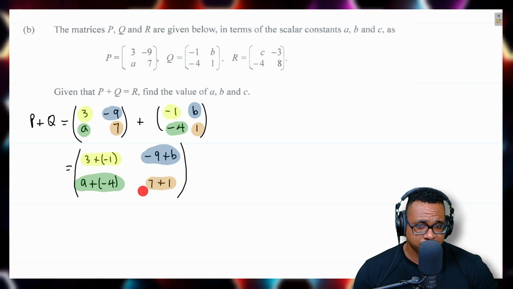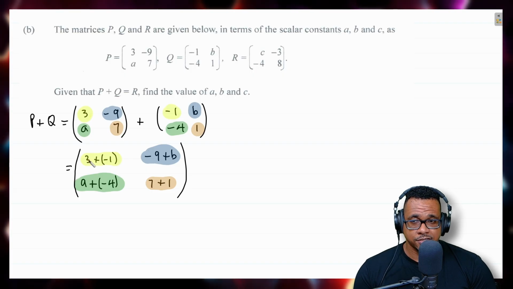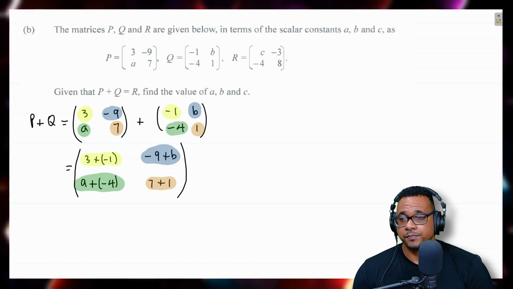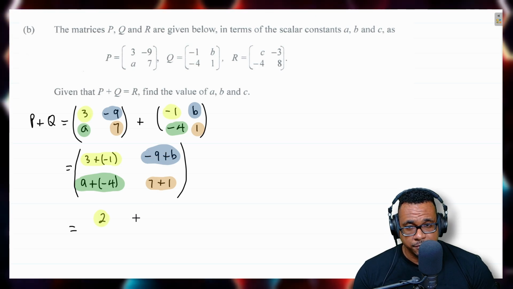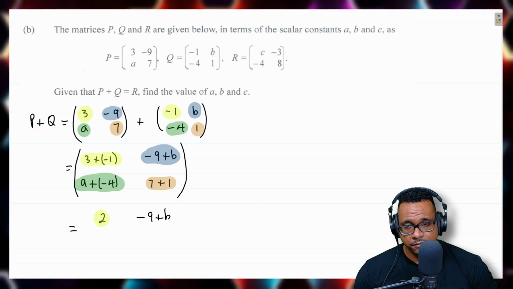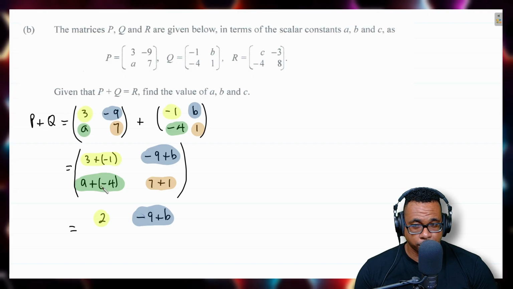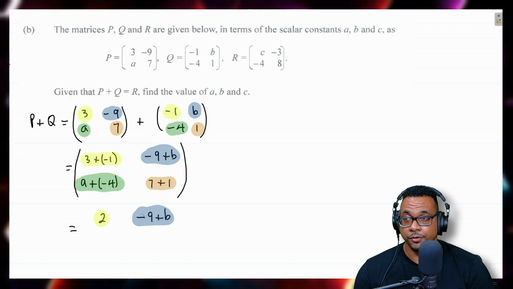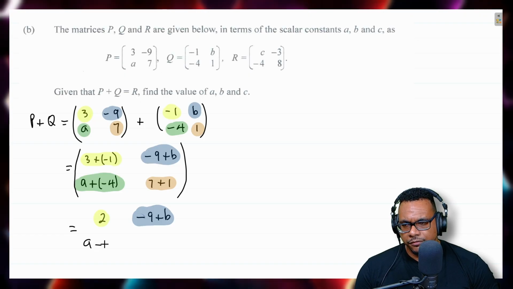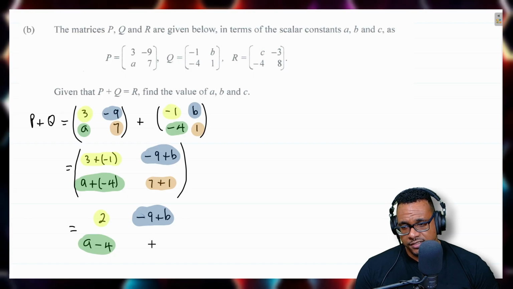So now let's just simplify as much as we could. The plus and negative sign here, we multiply it, so you'll get a negative sign. So this is just 3 take away 1, which is just 2. So we're going to get 2. Then this negative 9 plus B, we can't do anything with that, so we just write back the negative 9 plus B. Then we're going to have this A plus negative 4. The plus and negative sign, you multiply them and you get a negative sign. So this is just A take away 4. And then 7 plus 1 is just 8.